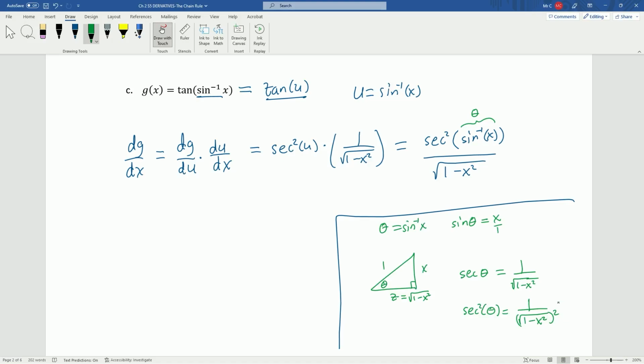Okay, so now I can plug this secant squared of theta result back into here. And I get 1 over the square root of 1 minus x squared, squared, divided by the square root of 1 minus x squared by itself. That's 1 over the square root squared times 1 over the square root, which is 1 over that square root cubed.